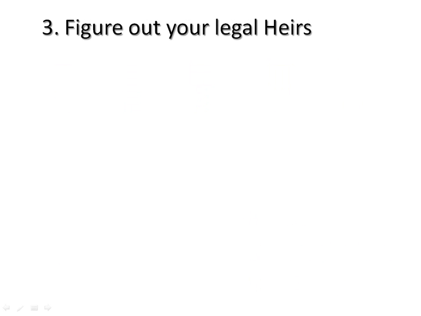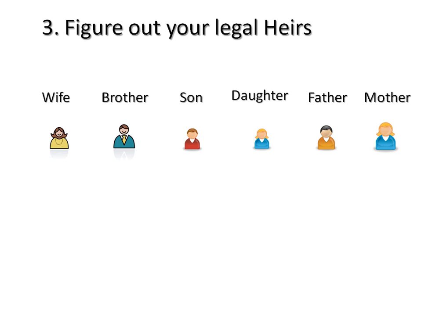Now, the third step is identifying your legal heirs. Let us say this is the example. If a guy has a wife, brother, one son, daughter, father and mother, then he should first identify who are the legal heirs in this case. In this case, you can see that wife, son, daughter and mother are legal heirs.